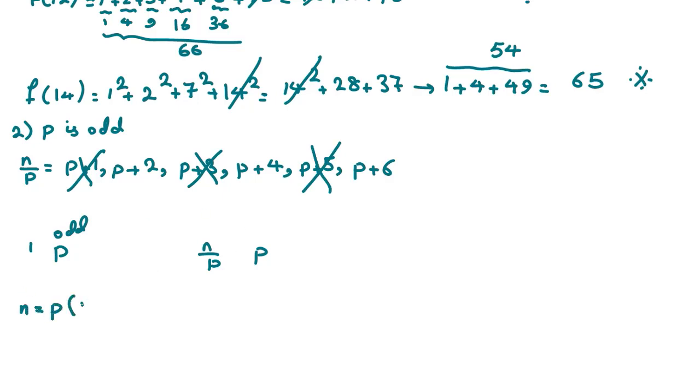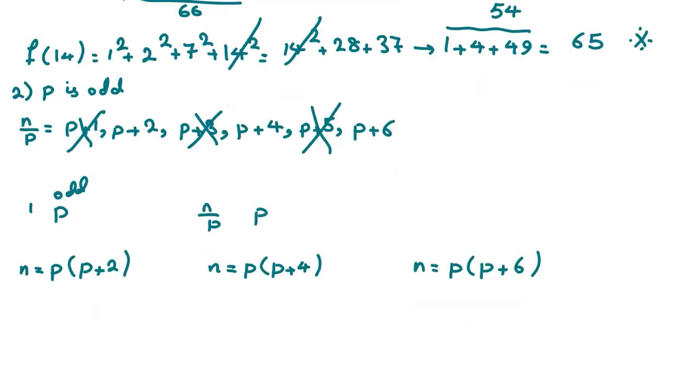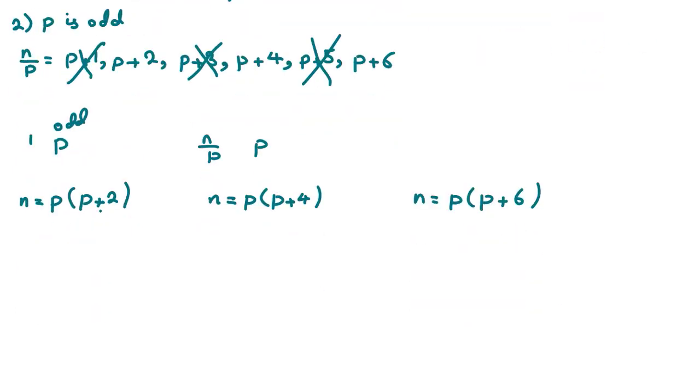N equals p times p plus 2, and p is the smallest prime. N equals p times p plus 4. And n equals p times p plus 6. Now, one case. I want to say p plus 2 is a prime number.